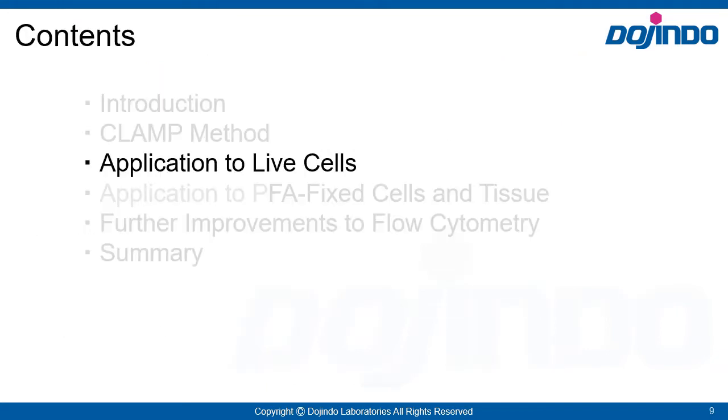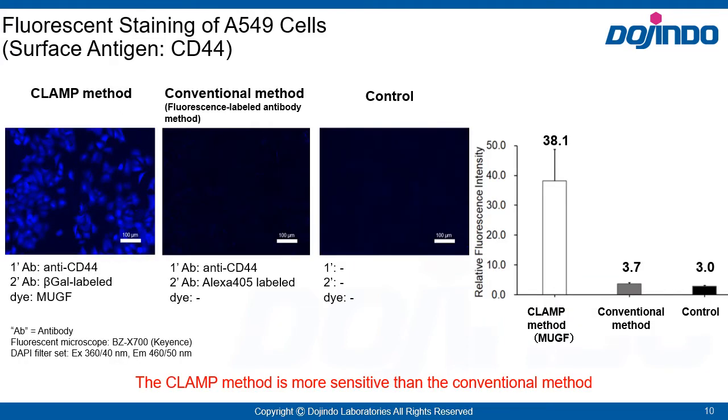First, let's demonstrate clamp's compatibility with live cell samples. In this example, our sample cells are live A549 cells, and fluorescent staining is being used to detect CD44, a specific cell surface antigen. Among the staining images here, we have clamp method staining on the left, conventional fluorescence labeled antibody staining in the middle, and an image with no stain on the right, our control.